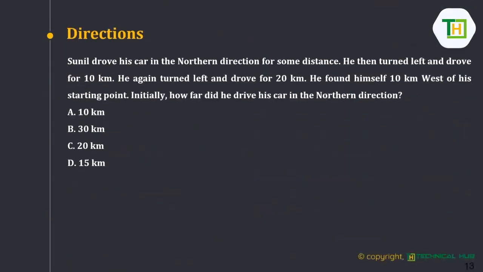Okay, one more question from directions here. Sunil drove his car in the northern direction for some distance. For example, he is here. So towards the north, he moved for some distance. The distance was not given. He then turned left and drove for 10 kilometers. See, this is the left hand side. So he just turned left and drove for 10 kilometers. Then again turned left and drove for 20 kilometers. So this is 20. He found himself 10 kilometers west of his starting point.